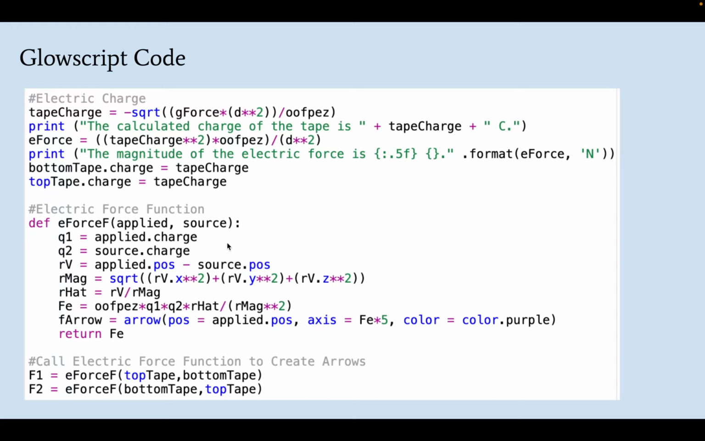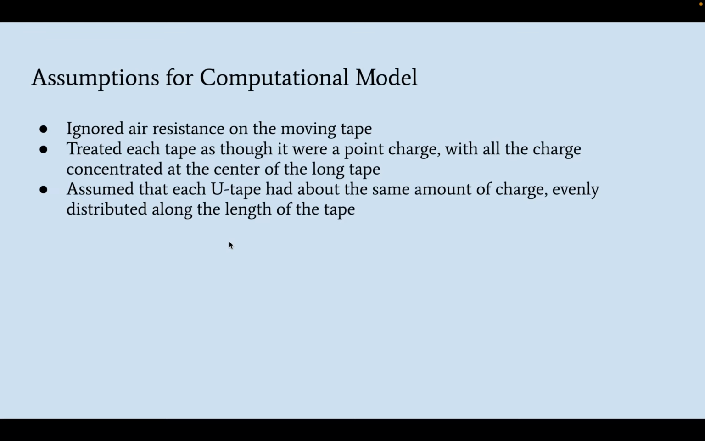Some assumptions I made: we ignored air resistance in the computational model and then treated each tape as if it were a point charge with all the charge concentrated at the center, which is why a sphere is used to show the tape. And then I assumed that each tape had the same amount of charge evenly distributed.